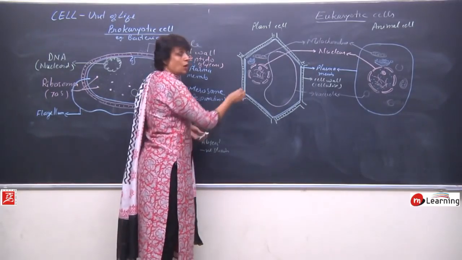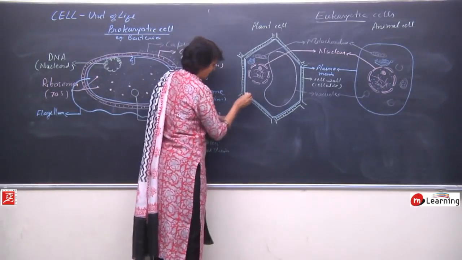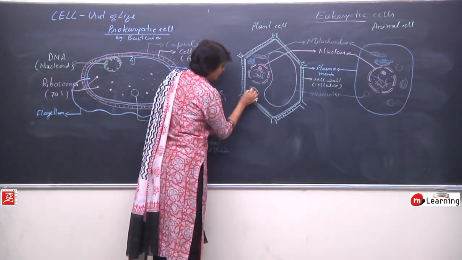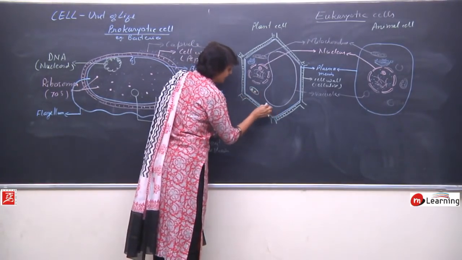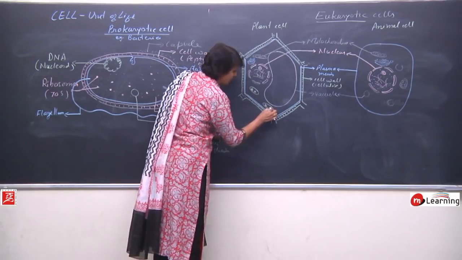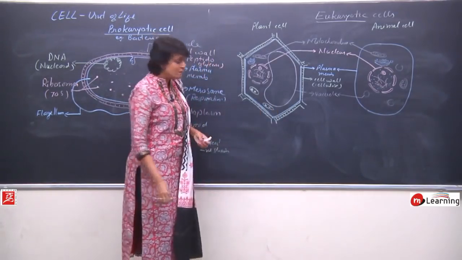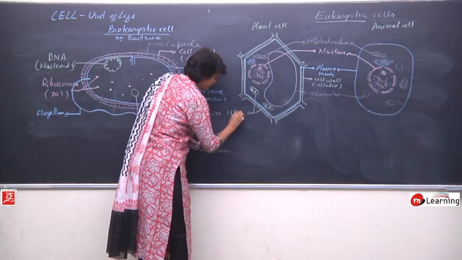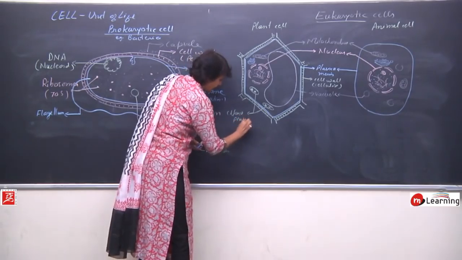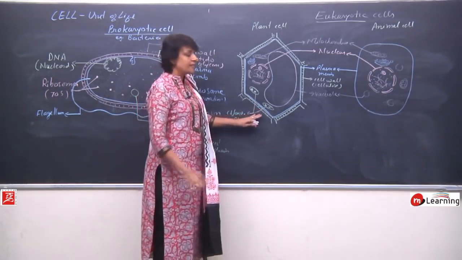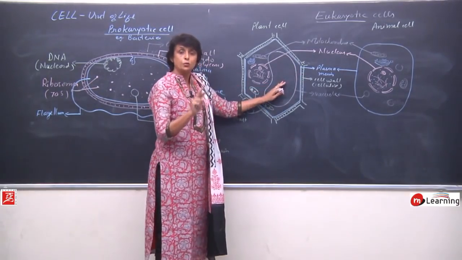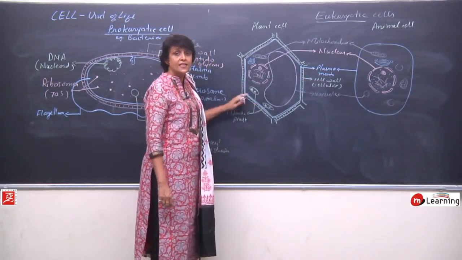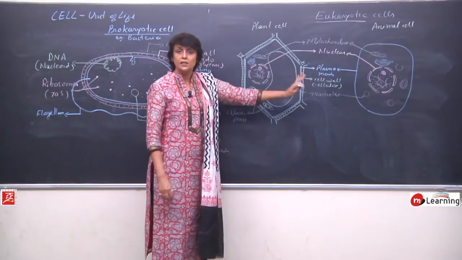Another structure which we find only in plant cell is the plastid or chloroplast. Chloroplasts are the structures which have grana, stroma, and in those thylakoids of grana there is this green pigment called chlorophyll. So this is the chloroplast. Exclusively present in plant cell. These are not found in animal cells. So far there are two differences. Plant cells have cell wall, animal cells don't. Plant cells have plastids like chloroplast, animal cells don't.